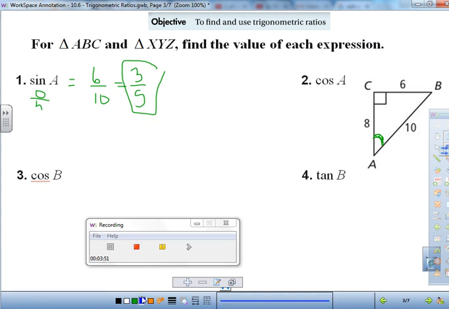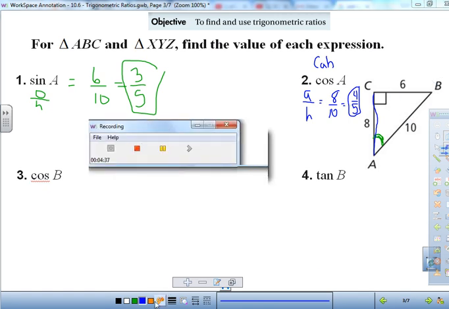Okay, let's switch gears here. We're still talking about angle A for number 2, cosine. Remember, cosine was CAH. So cosine is adjacent over hypotenuse. Well, adjacent to angle A is this side right here. It's touching that angle, but it's not the hypotenuse. So that leg length is 8, and hypotenuse, it has not changed. It's still 10. We still need to reduce our fraction, and we get 4/5. We could also write this as a decimal, and that would be okay. So the cosine of angle A is 4/5, the ratio of the adjacent leg to the hypotenuse.